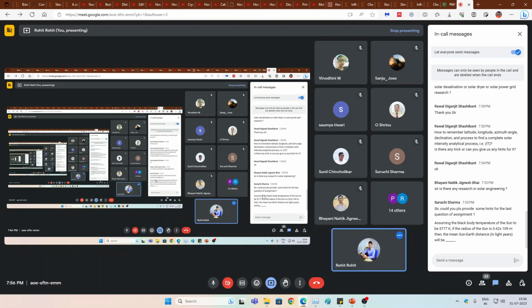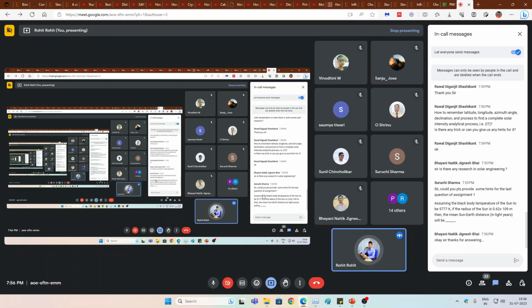Okay, so Suruchi has asked, could you please provide some hints for the last question of assignment 1? Assuming black body radiation of the temperature to be so much, if the radius of the sun is so much, then the mean earth sun distance will be? So yes, Suruchi, I will give you a hint to this question, but basically this question is about your understanding of different formulas and concepts. If you combine two or three concepts you will get the answer to this question.